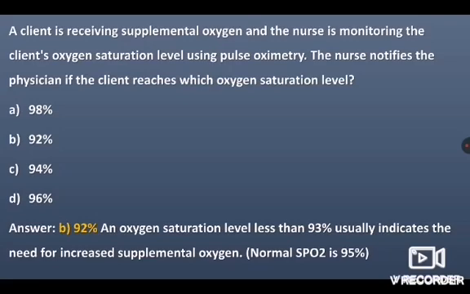An oxygen saturation level less than 93% usually indicates the need for increased supplemental oxygen. Though the normal SpO2 is 95% and above, an exemption can be given up to 93%. If the saturation level comes down below 93%, supplemental oxygen should be started.